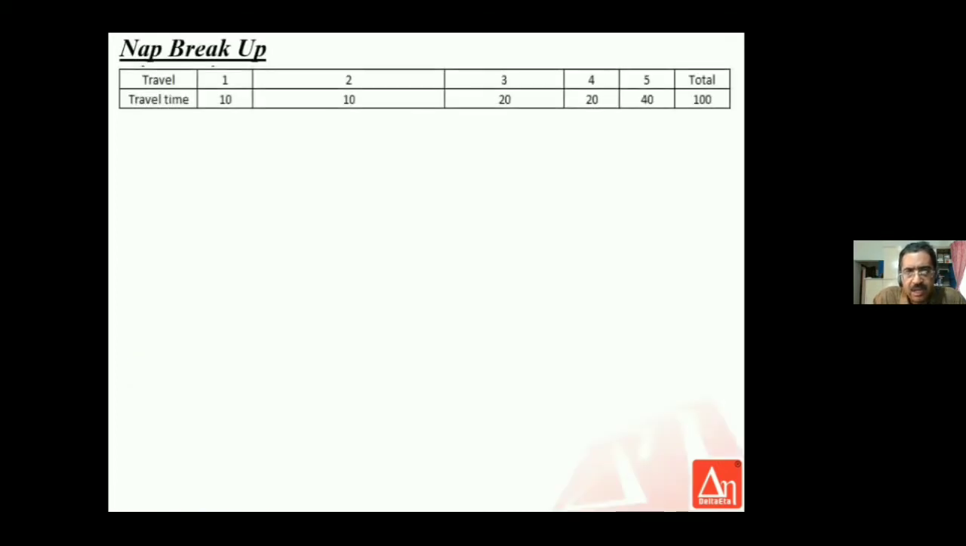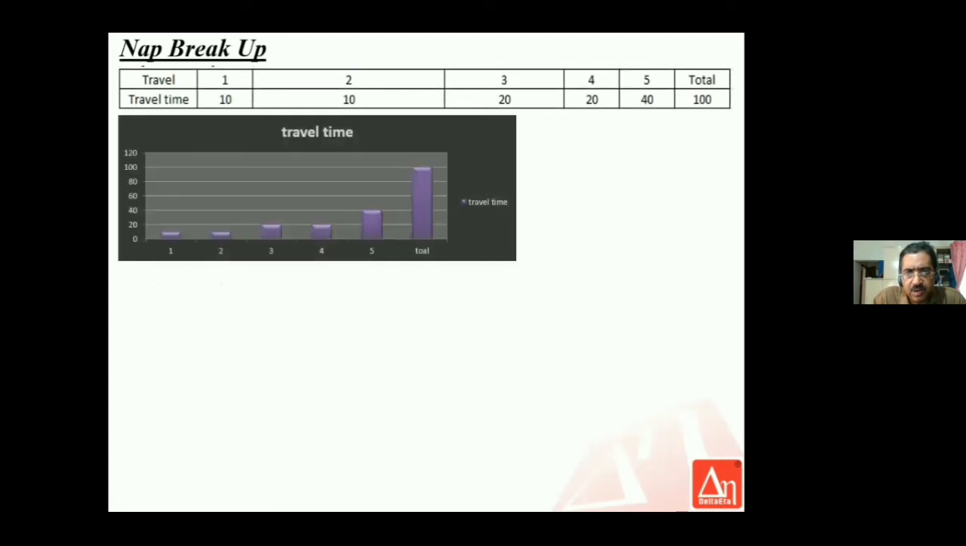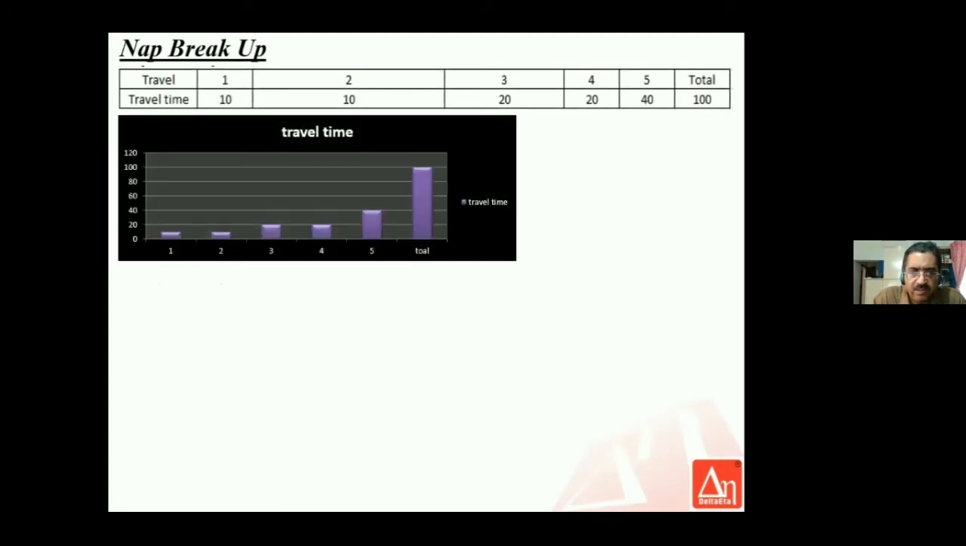Now let us analyze it further. Let us break down station wise and see how much time is lost. Travel time is maximum in station 5, between the painting section and the finished good warehouse. The travel time is maximum there. At all the other places, it's not that much.